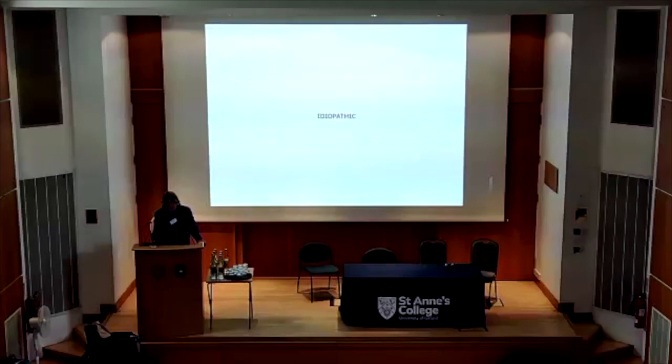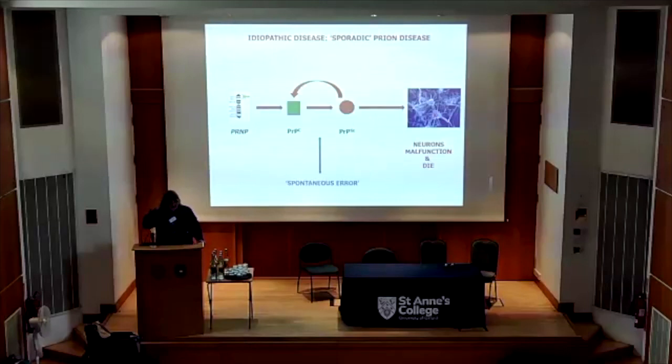Idiopathic. Well, idiopathic means of unknown cause. And idiopathic disease, we tend to call sporadic prion disease, and that's because it occurs in every country where it's been studied at about the same frequency, and it appears to have no particular environmental or other cause, despite intensive investigation. And you get the same levels of sporadic CJD in countries that have scrapie and countries that don't, in countries that have BSE and countries that don't. And currently, the theory is this is a spontaneous error.